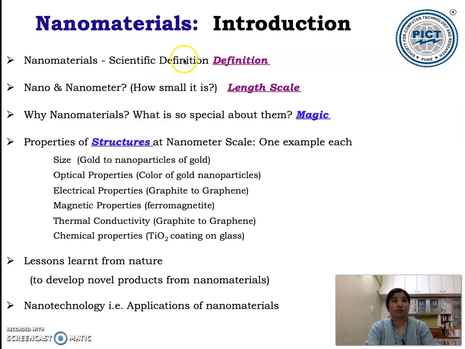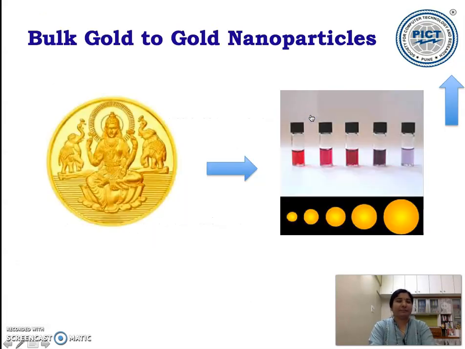So this is just an idea I was giving, that even right now we are using nanomaterials, but it is not new. Our ancestors were also using them, but they did not call them nanomaterials. Okay, fine. So if it is there, then what is so special about that? Let's see the speciality of the nanomaterial. See the magic.